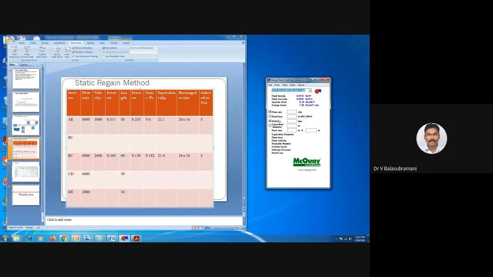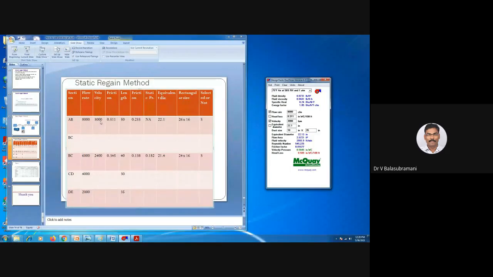First you have to be clear about all the information, then you have to choose the correct approach. What information are we going to substitute here? Flow rate and velocity. So flow rate is equal to 8000. The velocity is initially assumed as 3000. The maximum velocity is assumed. This is very, very important. The maximum velocity is assumed, and the duct size is also assumed.